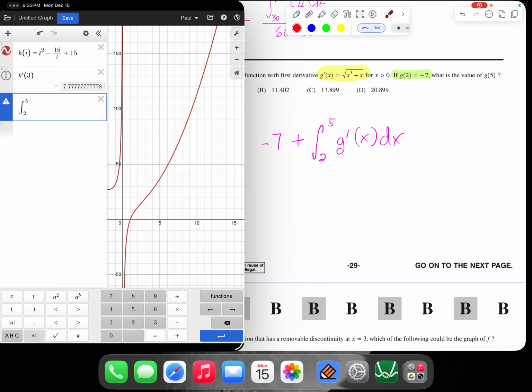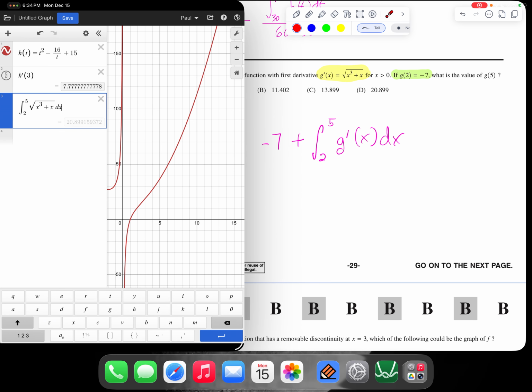And now I'm going to type in, here's a square root button. And under the square root, I'm going to put x raised to the third plus x. I have to go out from under the square root with one of the arrow keys. And I have to put dx. Okay, now that looks like one of the answers.